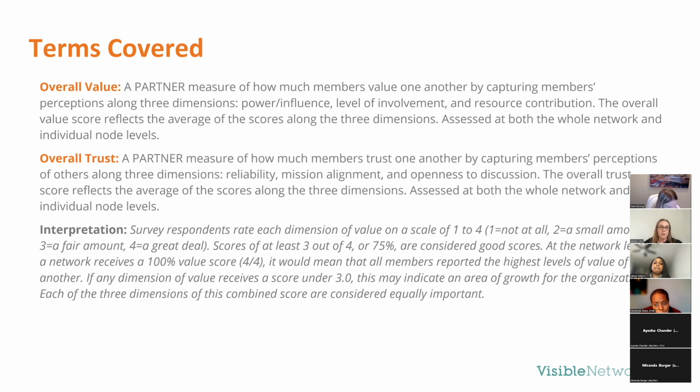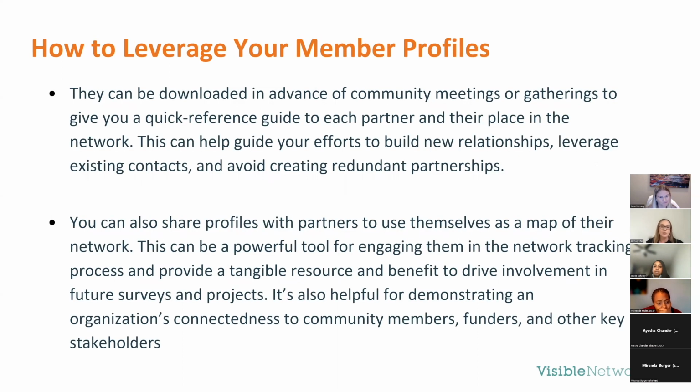And then we also have trust, which measures how much members trust one another by capturing members' perceptions of others along 3 other dimensions, which are reliability, mission alignment, and openness to discussion. And side note real quick, we know we're throwing a lot of terms at you, but the social network analysis interpretation guide has all of it. So we're just reviewing this, but you can always check those terms out later in that guide. So we have this overall trust value, which reflects the average of those 3 scores amongst those dimensions. This is also assessed at both the whole network and individual node levels.